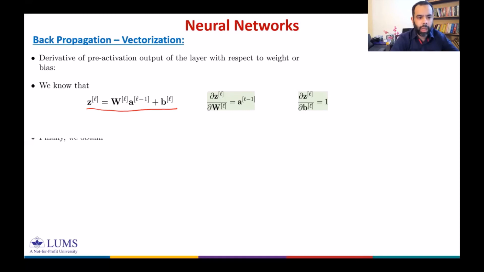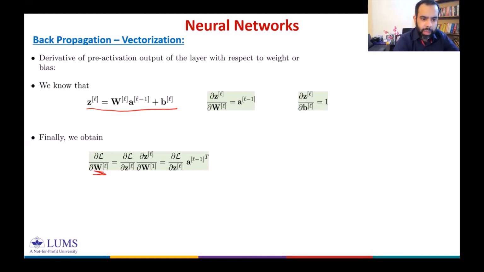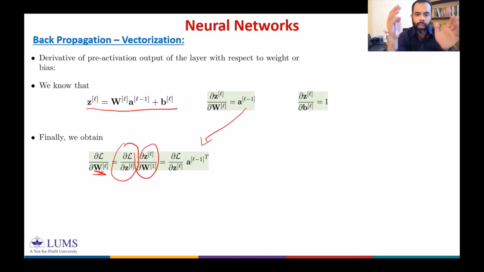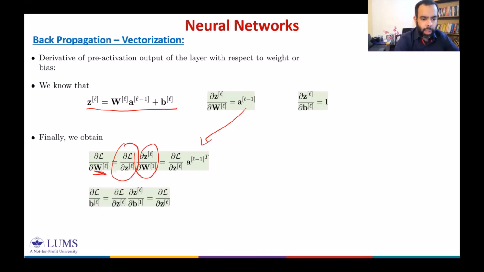Finally, we obtain the partial derivative of the loss function with respect to the weight of the L-th layer as the term we computed earlier times this one. I have used a transpose again to make sure that when we multiply matrices, the dimensions are consistent. Similarly, the partial derivative of the loss with respect to B^L is equal to the derivative of the loss function with respect to the pre-activation output.